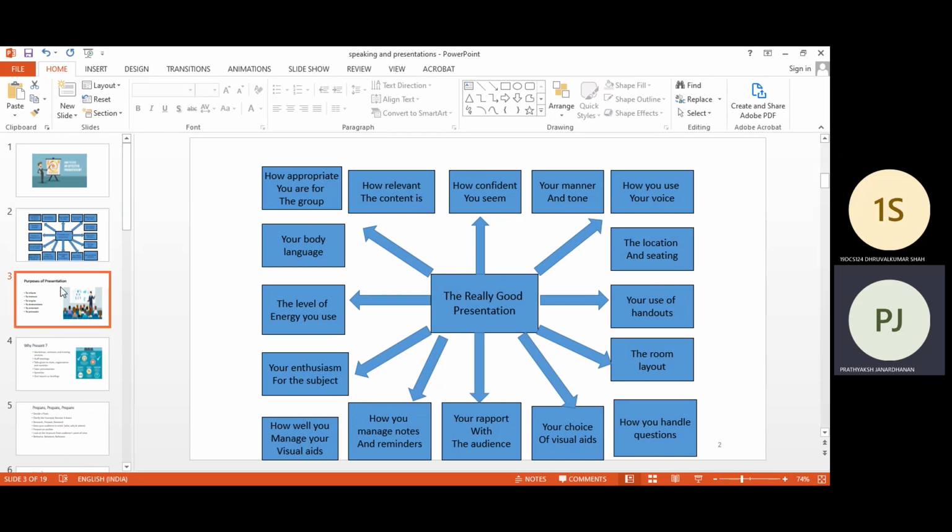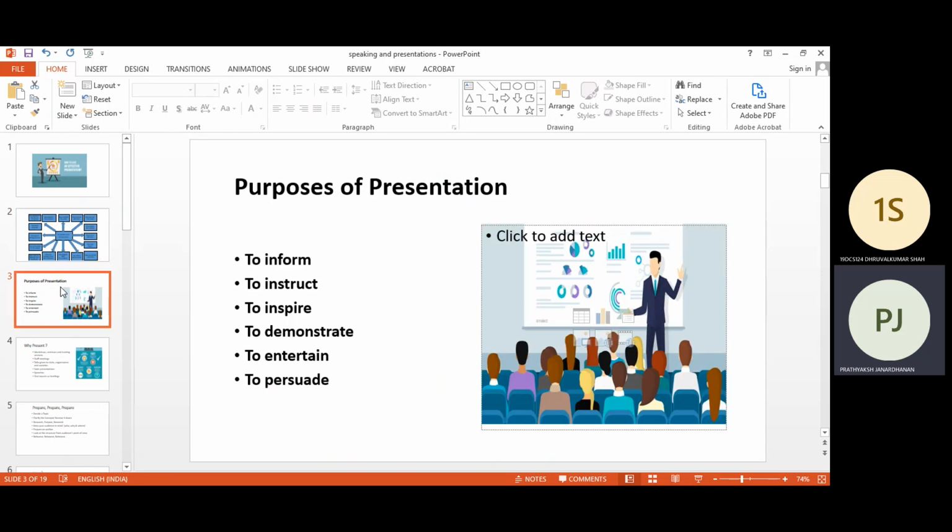Purposes of presentation, I've already mentioned: to inform, instruct, inspire, demonstrate, entertain, persuade. These are broadly the categories for presentations. To inform: we had this COE, Center for Excellence, happening in our university. They had visited us, and the whole university had created a huge PPT in which we mentioned everything that the COE committee would like to know, and our registrar sir, Dr. Devan Joshi, presented it before them. So it was informing about Charusat and several other things.